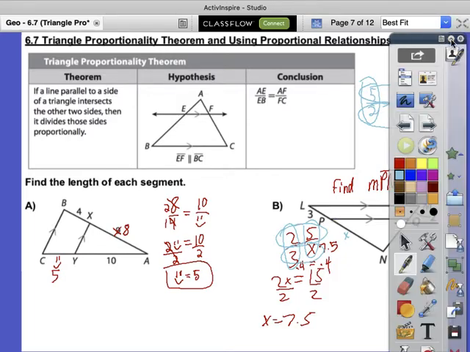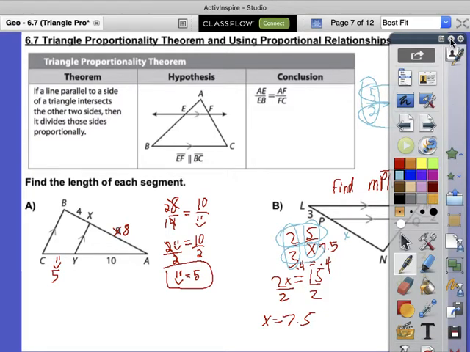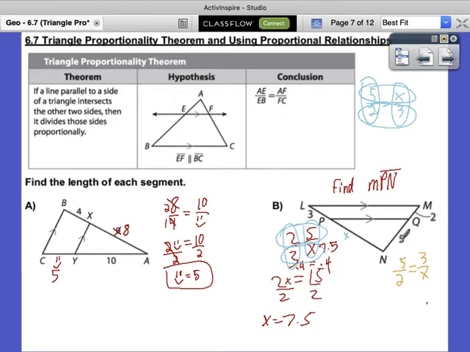So an example of something that does not work, and why it doesn't work, would be 5 over 2 is equal to 3 over x. And the reason why this one does not work is horizontally or vertically, 5 and 2, they're both on the right, so that lines up. And vertically, 3 and x, they're on the same side, so that lines up.